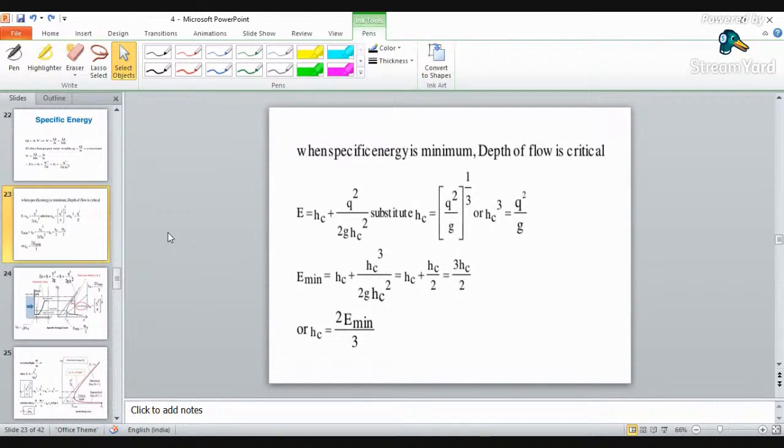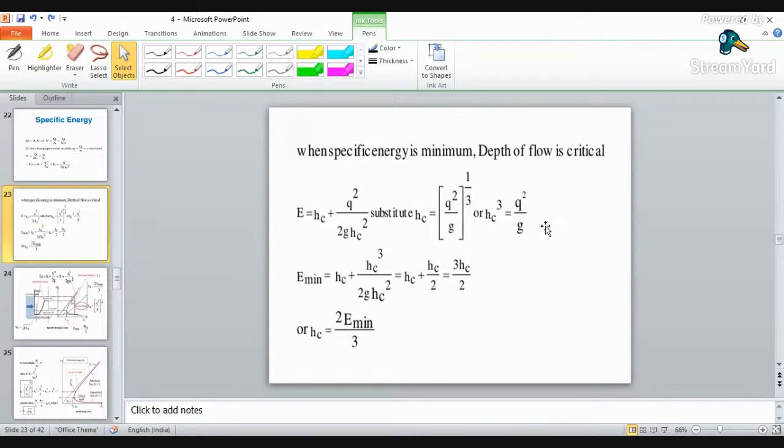When your specific energy is minimum, your depth is critical. E minimum is always associated with Hc, that is your critical depth. So E is equal to Hc plus q square by 2g Hc square. Here you have substituted Hc, so your energy will be E minimum.